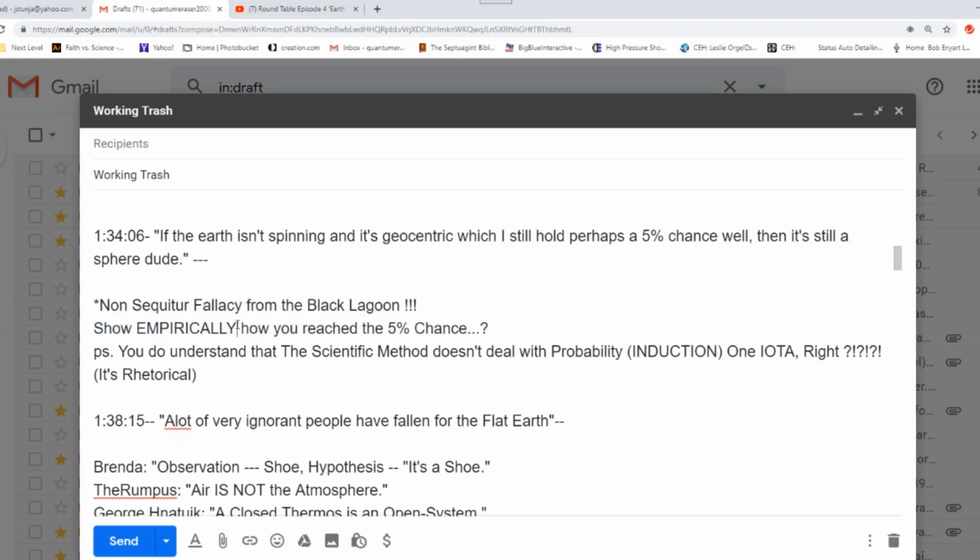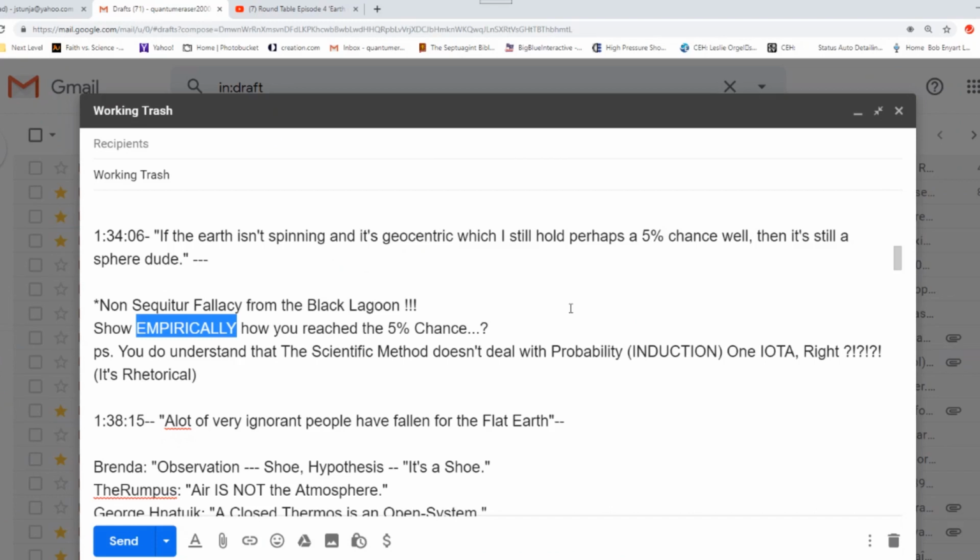Of course, you don't know what empirical is either. You think empirical means observation. You understand that they're two different words, right? Empirical and observation. Empirical goes a little bit further. In fact, it summarizes the scientific method. To be empirical, you must observe it, so you're right.